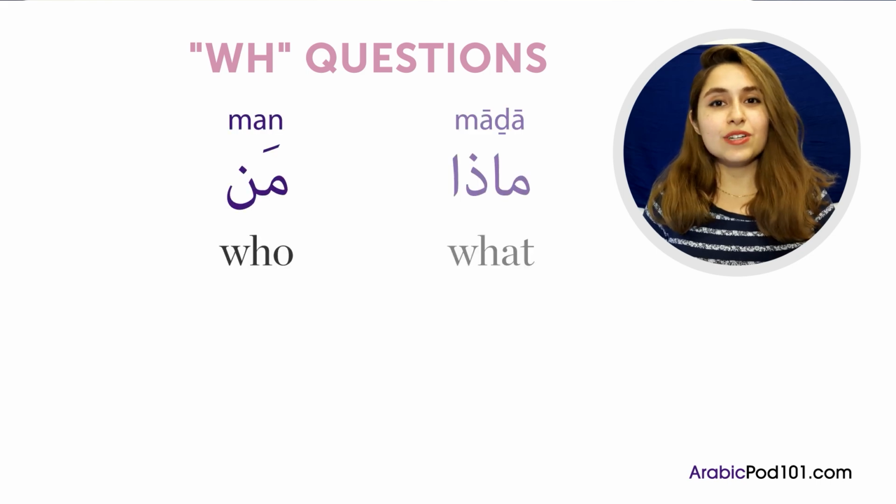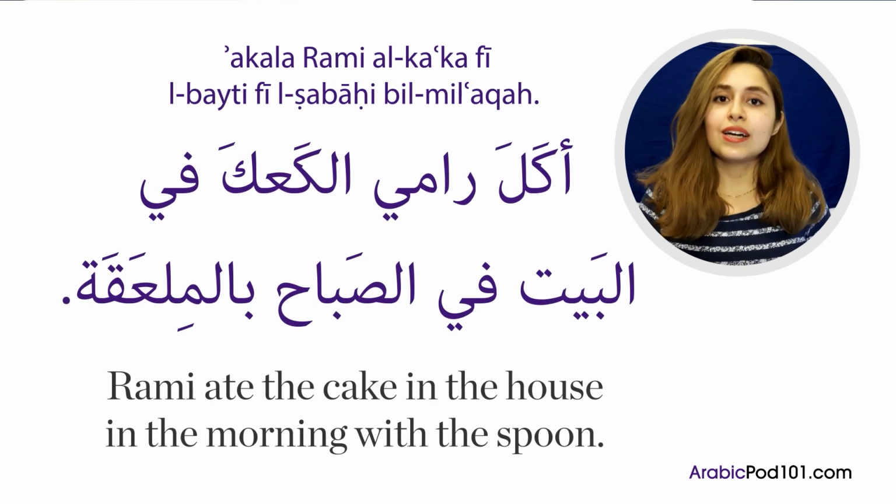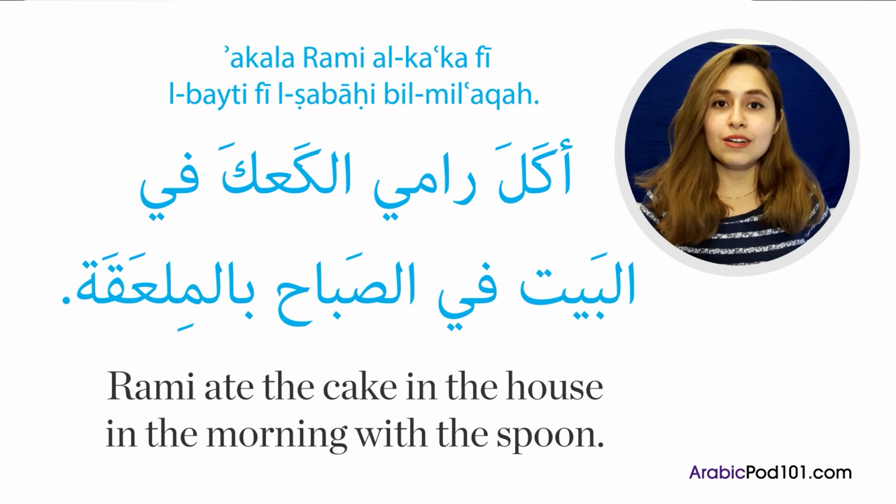Now let's see how WH questions look like in Modern Standard Arabic. First, let's see a list of our question words. من, who. ماذا, what. متى, when. أين, where. كيف, how. Now let's see what they look like in a sentence. Let's ask these 5 questions about this event. Rami ate the cake in the house in the morning with a spoon. أكل رامي الكعك في البيت في الصباح بالملعقة.